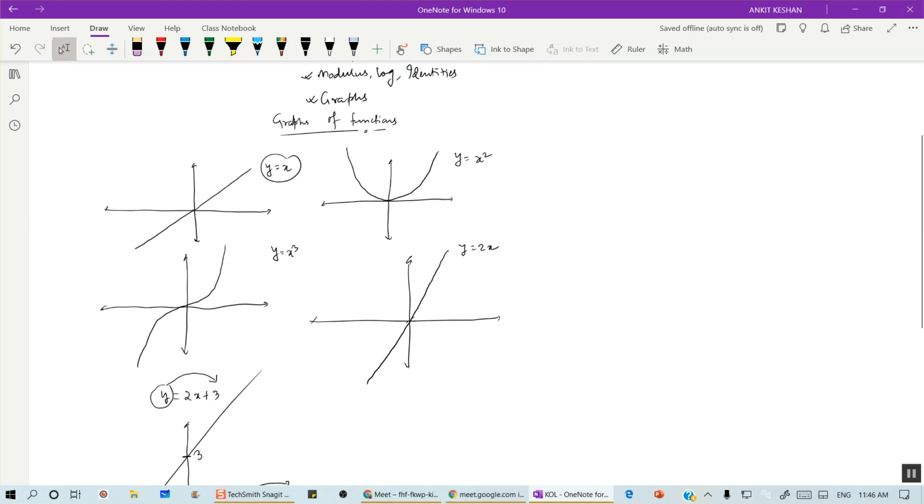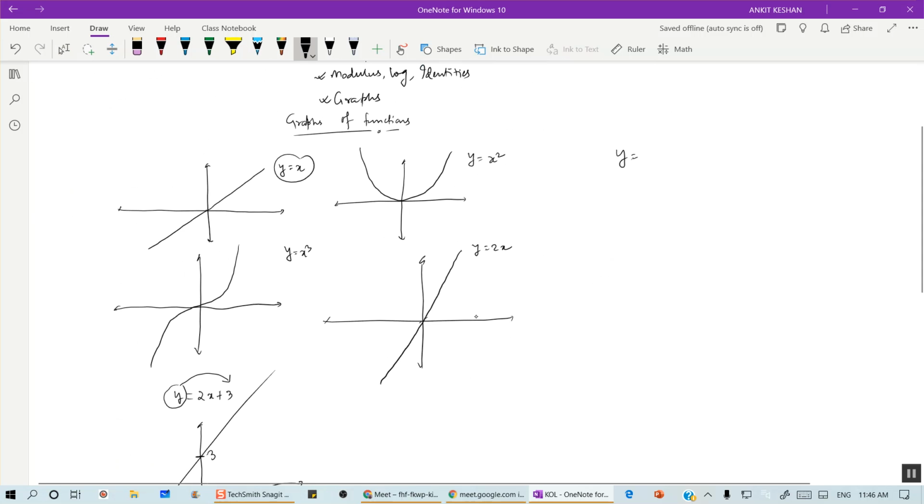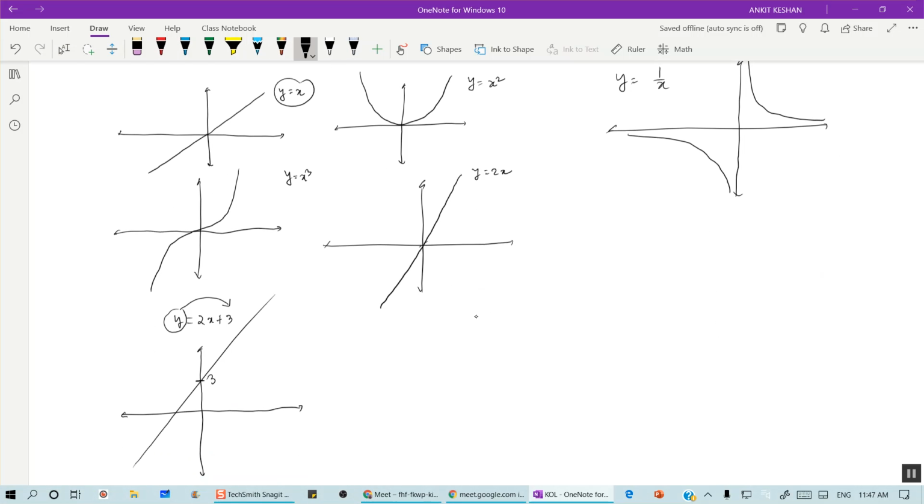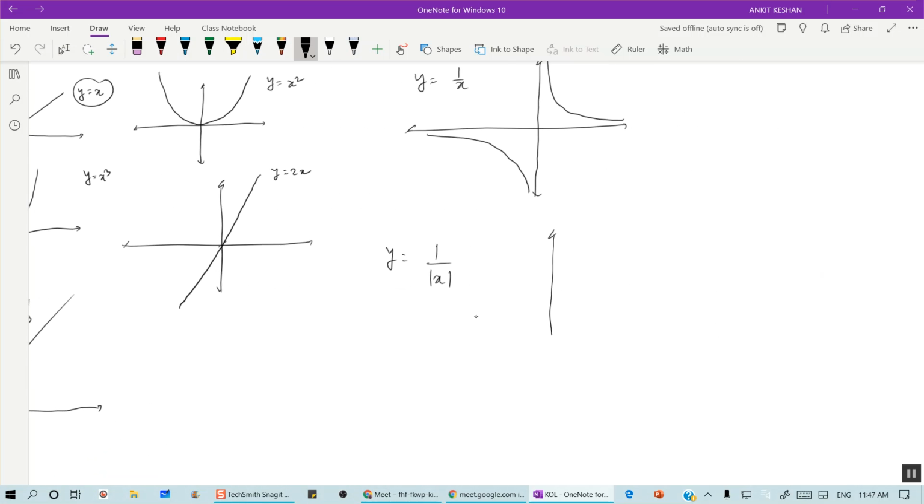Now a few more functions we have. y is equal to 1 by x. This is a reciprocal function. These are the functions everyone must know the graphs of. Then y is equal to 1 upon mod x. What will we have? y equal to 1 upon mod x.